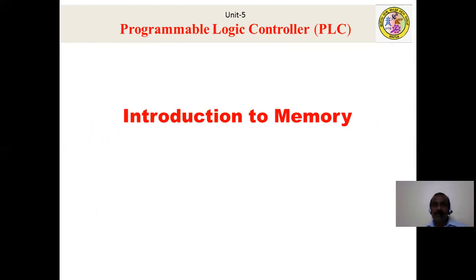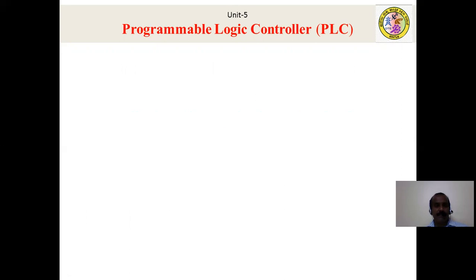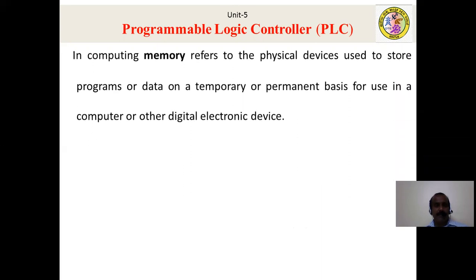Introduction to memory. Let us see different types of memories that are used in digital devices. In computing, memory mainly refers to a physical device. These physical devices are mainly used to store the programs or the data temporarily or permanently for use in a computer or in a digital electronic device.